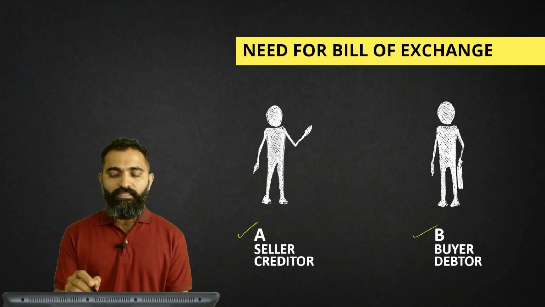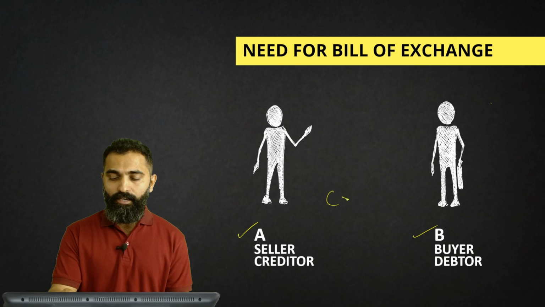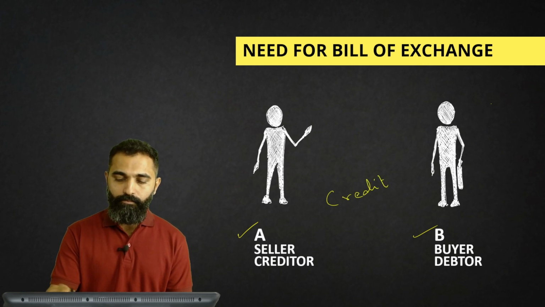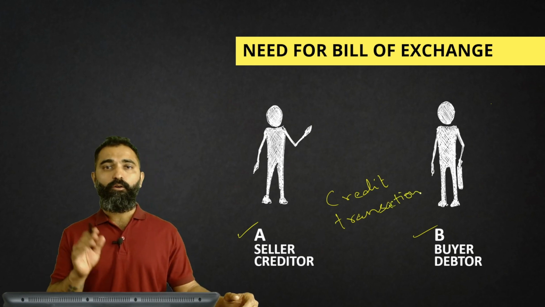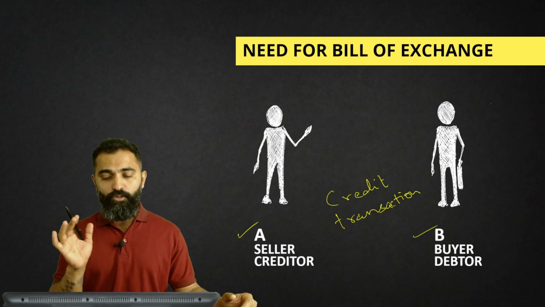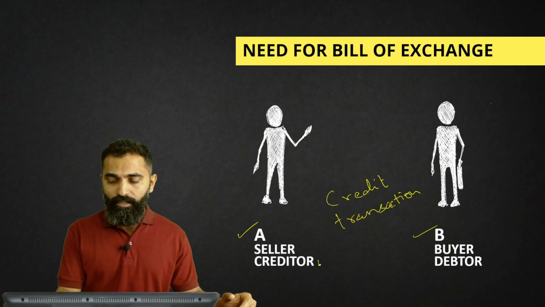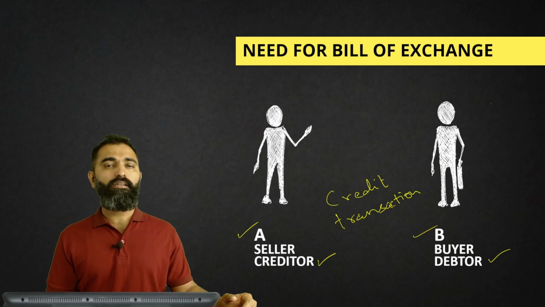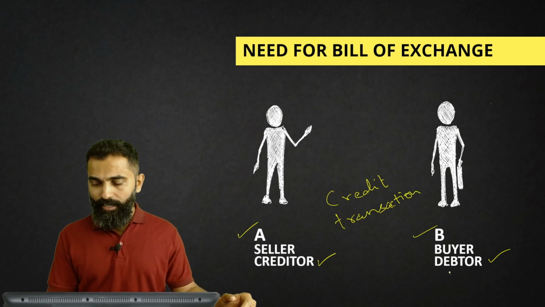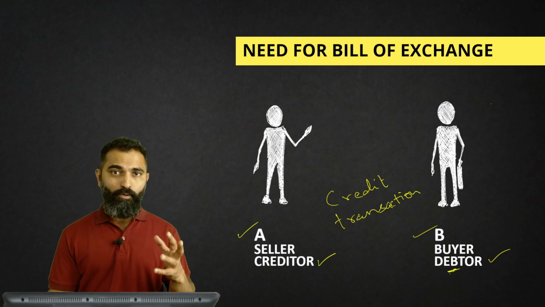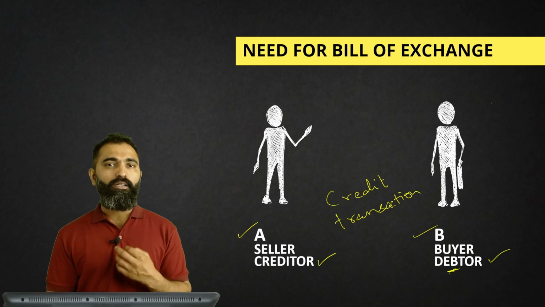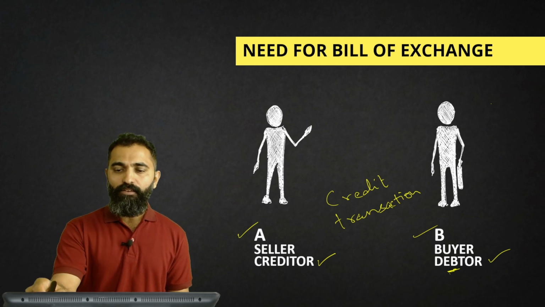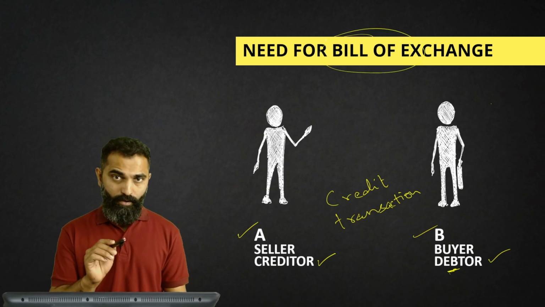So if there is a credit transaction, okay, there is a credit transaction. A ने B को उधारी पे माल बेचा, A sells goods on credit, तो A becomes the creditor and B becomes the debtor, right? I hope all of you know कि debtor में B silent होता है, debtor नहीं बोलना है, it is debtor. So creditor and debtor.